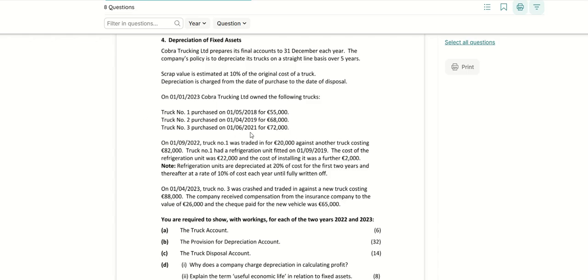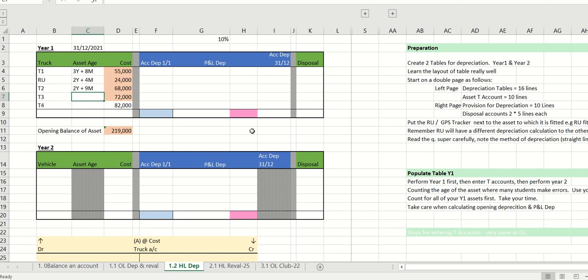Vehicle 3, we only bought it in 2021. Okay, so we had it for 6, 7, 8, 9, 10, 11, 12. So we had it for 7 months. So 0 years and 7 months. Okay, and this guy is not applicable because we did not have him at the start of the year, which means there will be 0 opening depreciation for them. So we can put 0 in there.